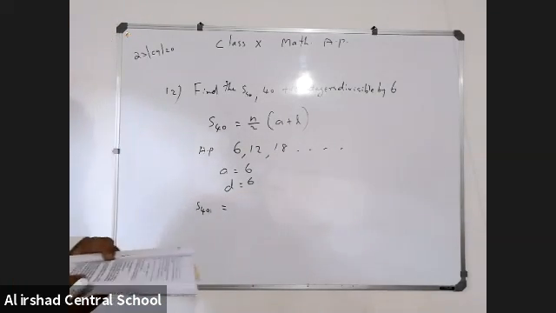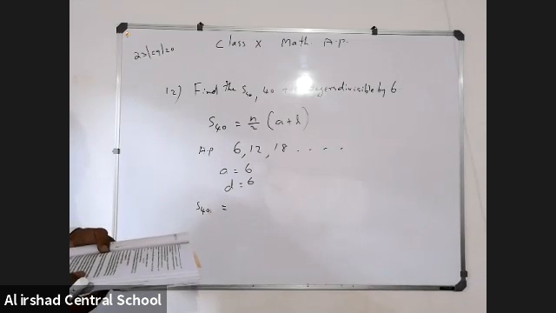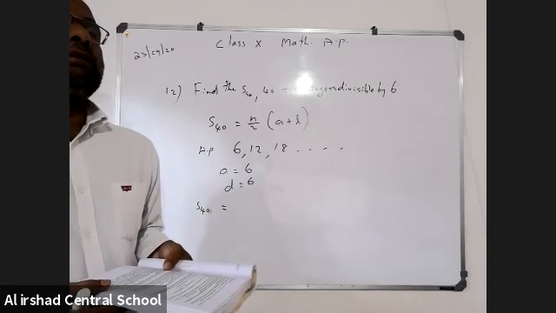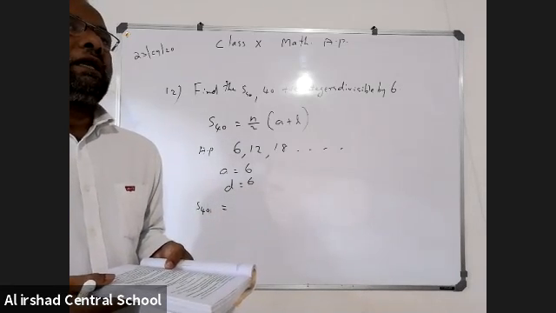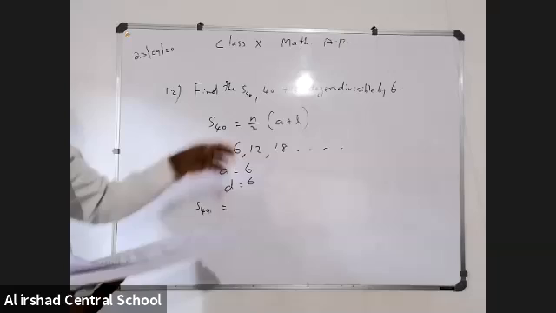Sn is 40. N is not 40. S40, so S40 is okay. 40 positive integers and 40, correct? Yes. In those first integers there are only 6 numbers divisible, right? So we need to find their sum. Find the, okay, let me check.